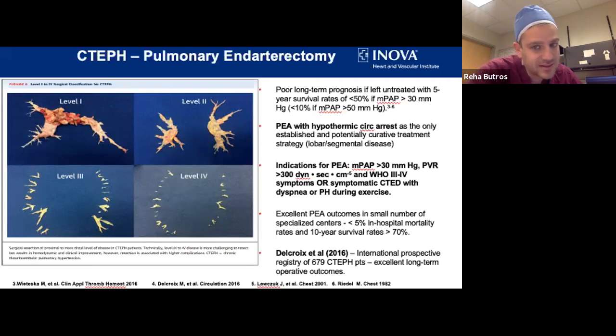This is a deadly disease. Not only does it affect the quality of life of our patients significantly, but it also carries a 50% survival rate at 5 years. So that's pretty similar to a lot of metastatic malignancies.